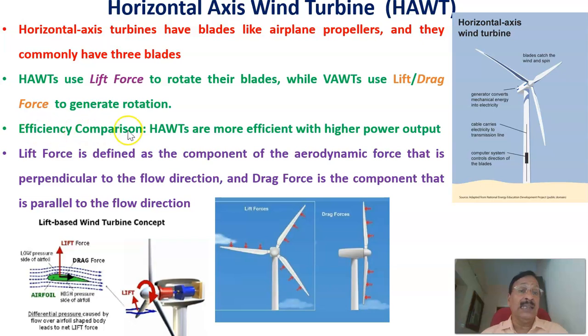Another one is the efficiency comparison. Horizontal axis wind turbine is more efficient, with a higher power output compared to the vertical axis wind turbine.